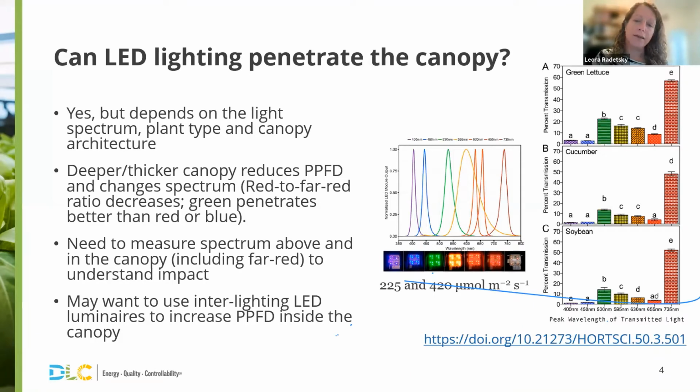And then finally, the nice thing about LEDs is that they can be used really close to the canopy and even in the canopy, which means that inner lighting LEDs can be used within the canopy to bump up your PPFDs and also potentially to change your spectral mix so that it makes sense for you and the crop you're growing.